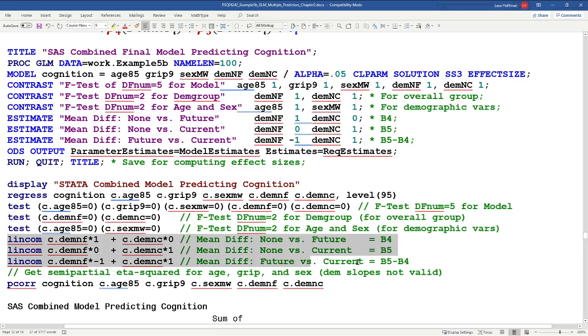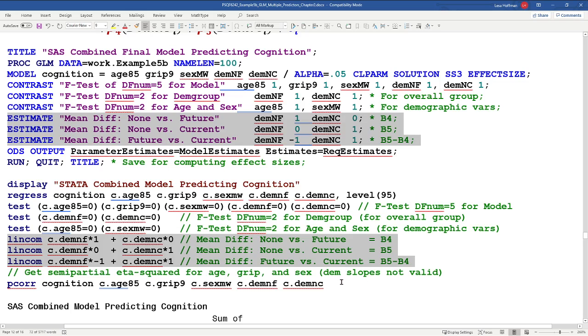We have lincoms here as the analog to the estimate statements. These allow us to get the specific group differences between the dementia groups. The first 2 are redundant with the model parameters. The third is the necessary one to ask for the linear combination.